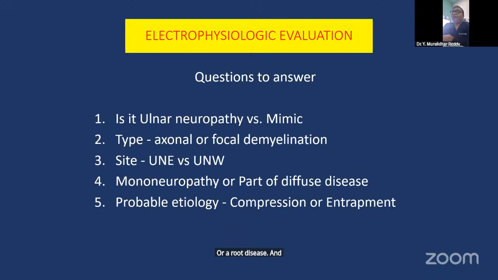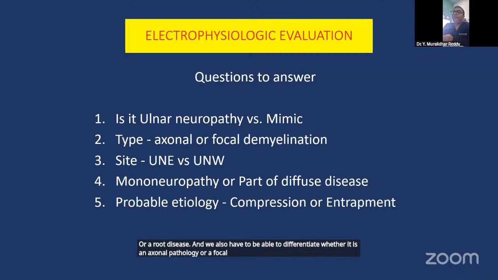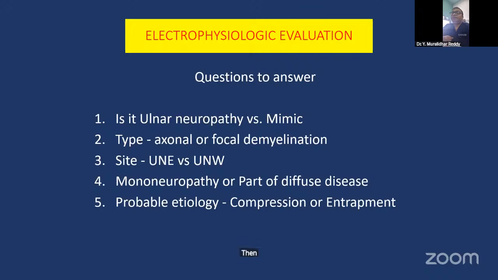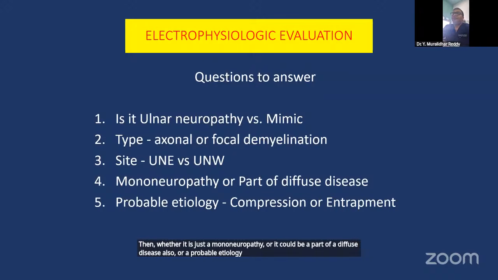We also have to be able to differentiate whether it is an axonal pathology or a focal demyelinating pathology. We should be able to know the site: it could be ulnar neuropathy at the elbow or at the wrist, or all along the course of the nerve. Then whether it is just a mononeuropathy or part of a diffuse disease, and the probable etiology, whether it is a compressive or an entrapment etiology, we should be able to tell at the end of the electrophysiological evaluation. These are the questions we should be able to answer.